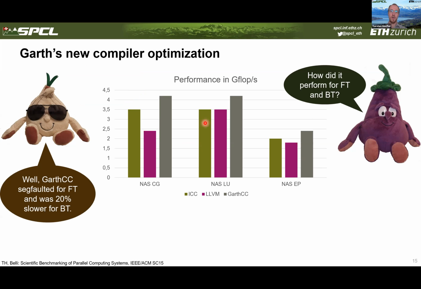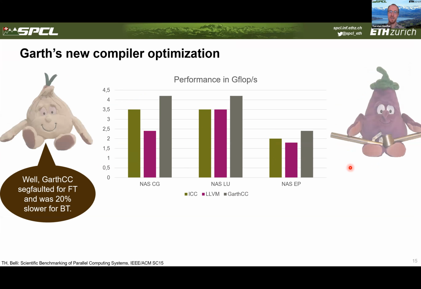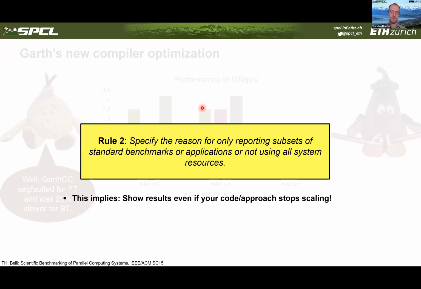But now the question is, well, what happens for FT and BT, which is also part of this benchmark suite? Again, we're at a conference called Bench, so we really care about benchmark suites. So it turns out that GarphCC did not work for FT, unfortunately. And it was 20% slower for BT, and Garth thought that doesn't really make his point, so he should not present these results. And of course, you must present these results even if they don't make your point and your compiler is worse for specific results. So very simple rule number 2: specify the reason for only reporting subsets of standard benchmarks if you're not using all system resources or all benchmarks.